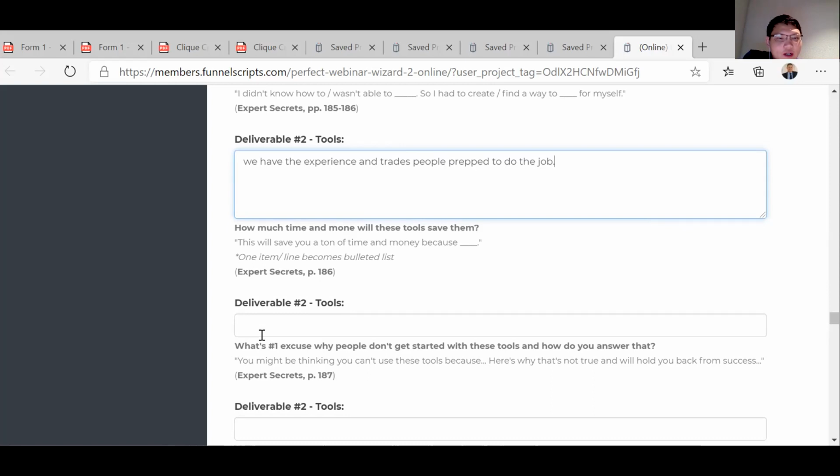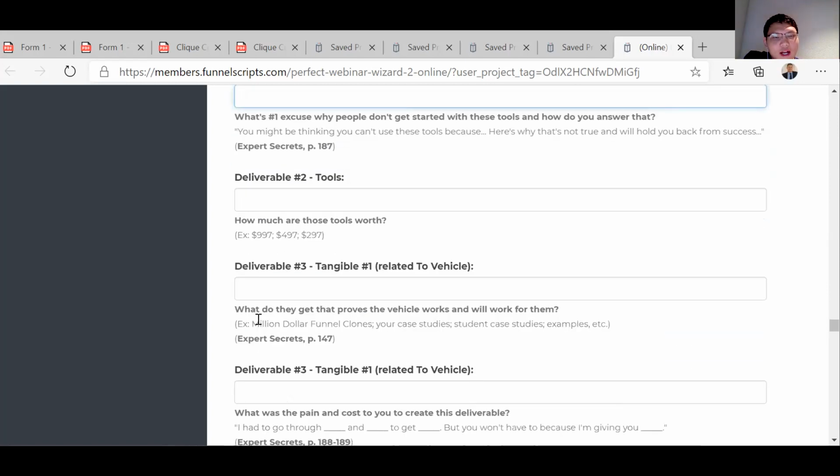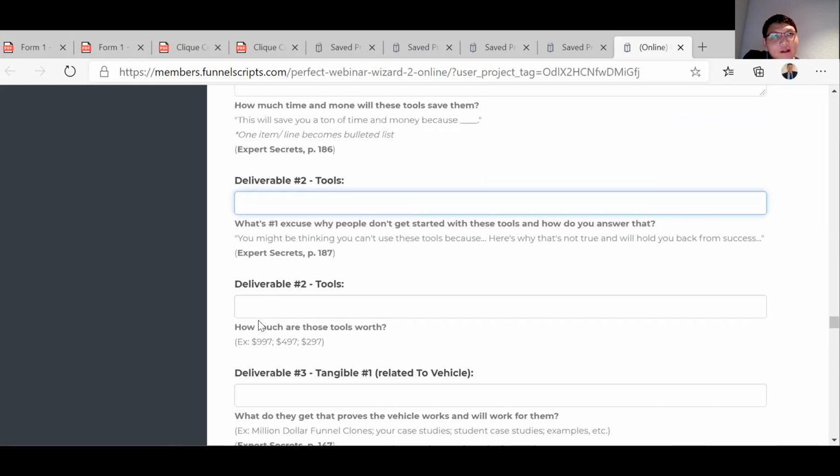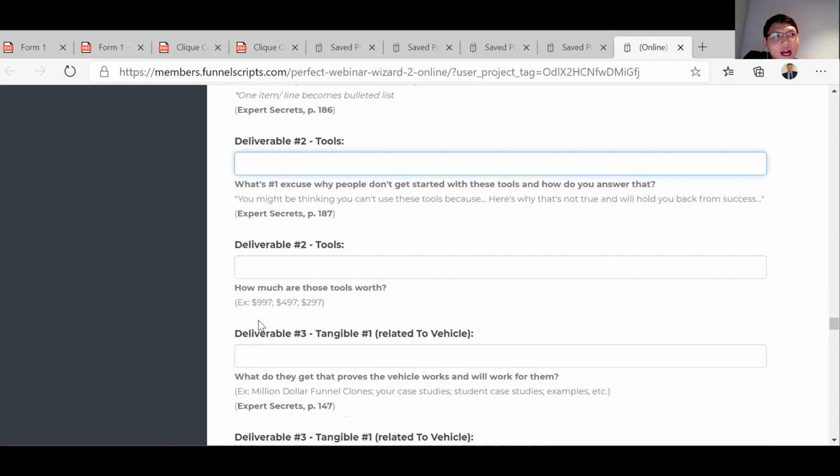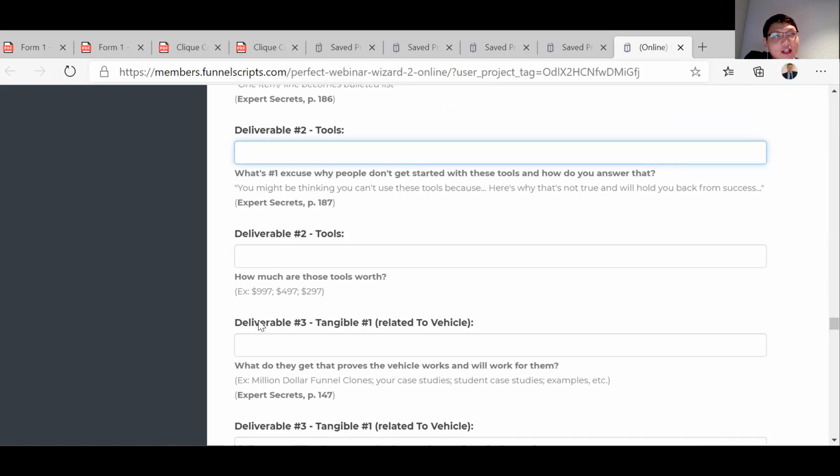Okay. Deliver number two is a tool. What is the number? I accuse people don't get started with the tool. How do you answer that? So they could say, okay, I don't understand. Even if they got the checklist, they still don't know. I guess they still need some guidance. So maybe, number accused, we need more guidance to prepare our home for sale. That could be one.